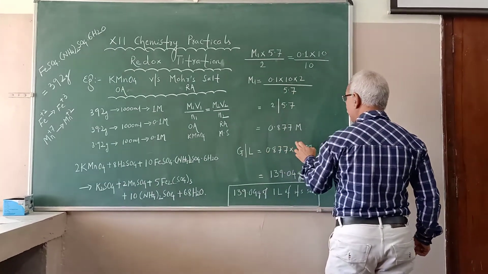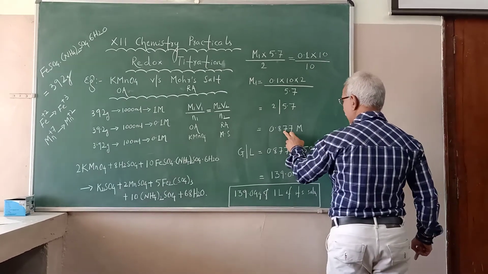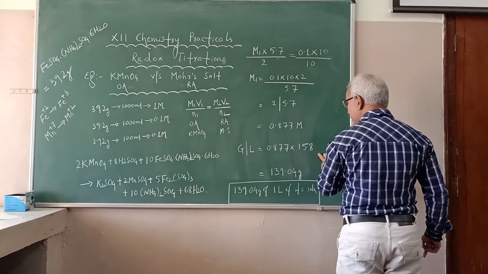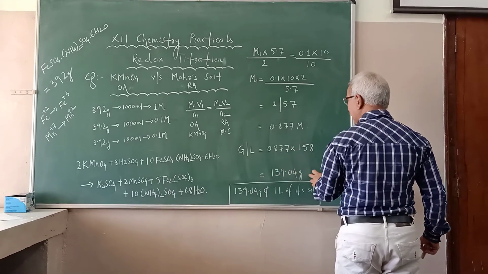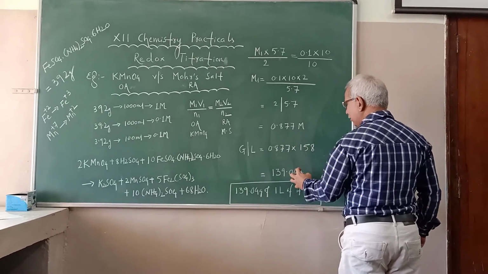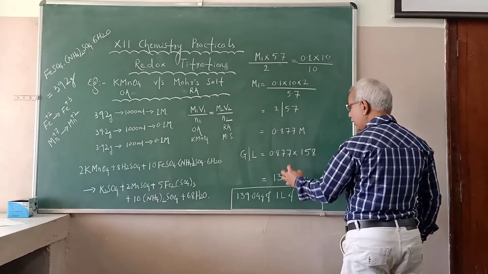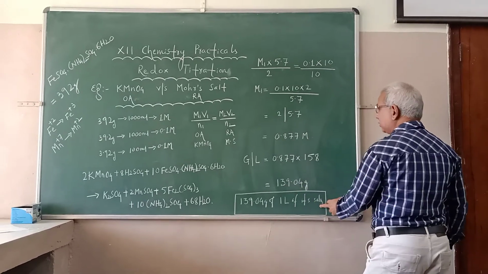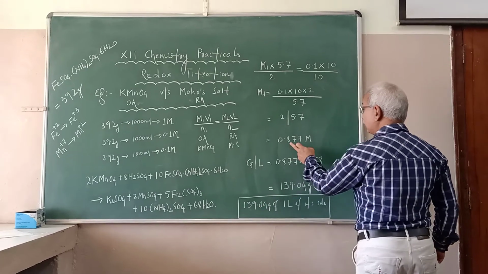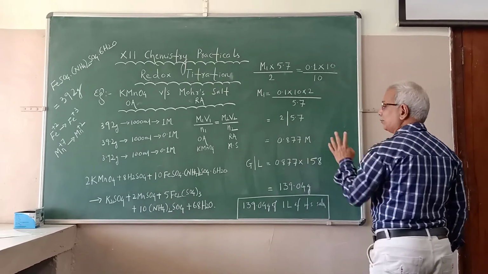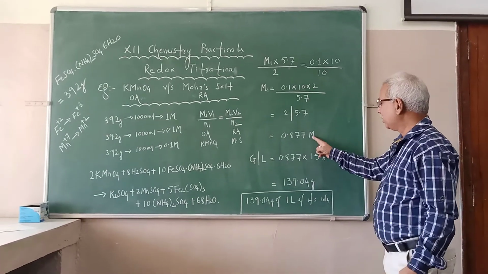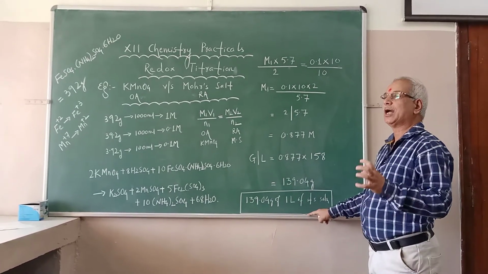It is molarity into molar mass of KMnO4. Molarity I already know. Molar mass from the table is 158. So multiply, that is 139.04 gram. That means I have dissolved 139.04 gram of KMnO4 in 1 liter of solution to make the standard solution. So that molarity becomes 0.877. In this way, using the titration, we calculate the molarity as well as how much I have dissolved.